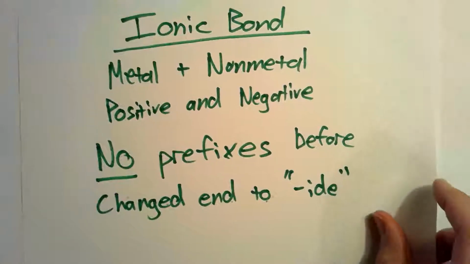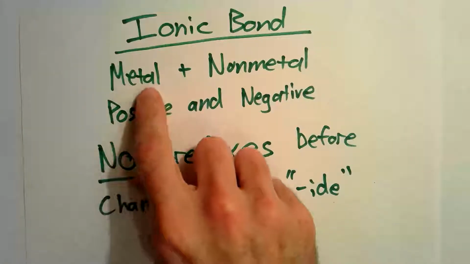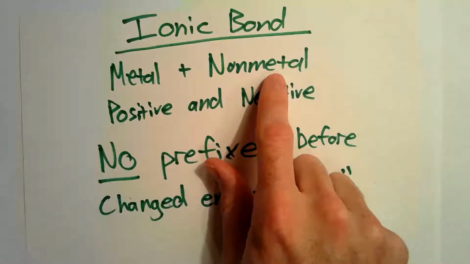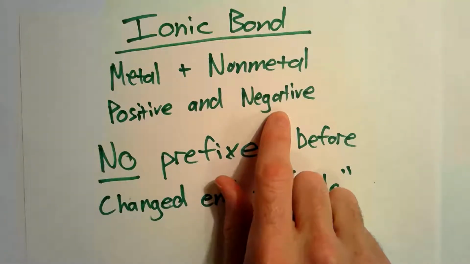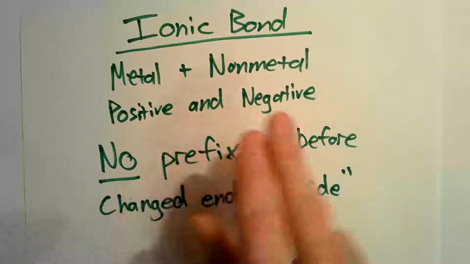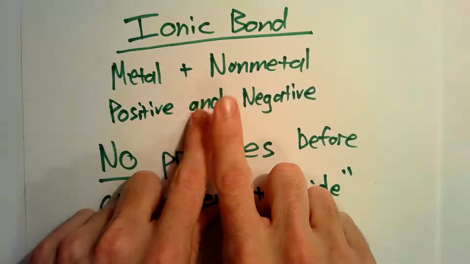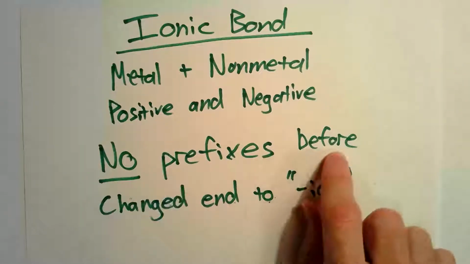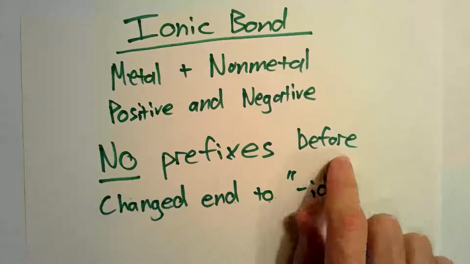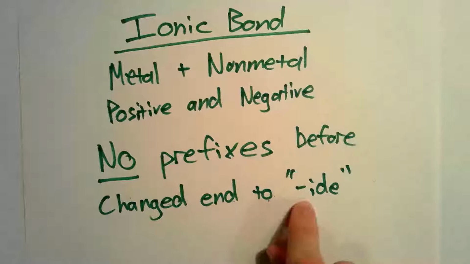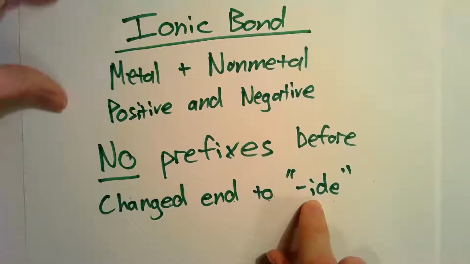So, in the past, we have been looking at the ionic bond. That had a metal plus a nonmetal. The metal was positive and the nonmetal was negative. And those bonded together in a mutual force of attraction. So the positive and negative would just attract to each other. We didn't use any prefixes before, but we always changed the end at the very end to ide.